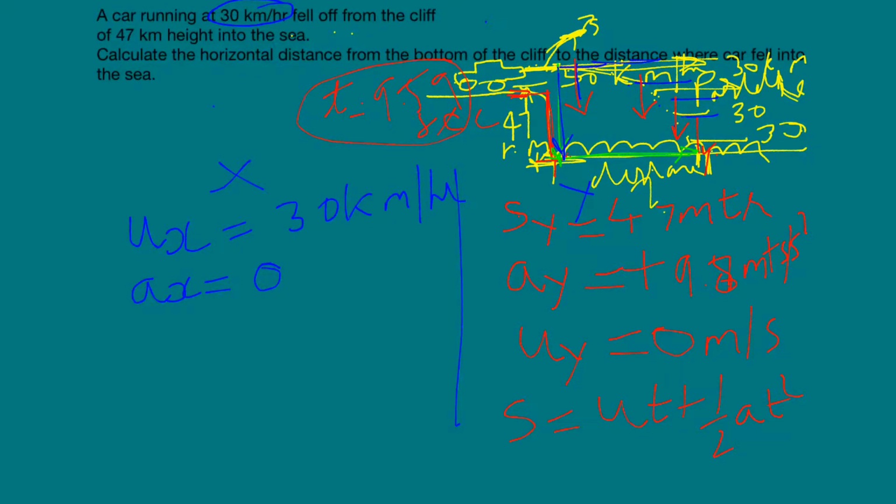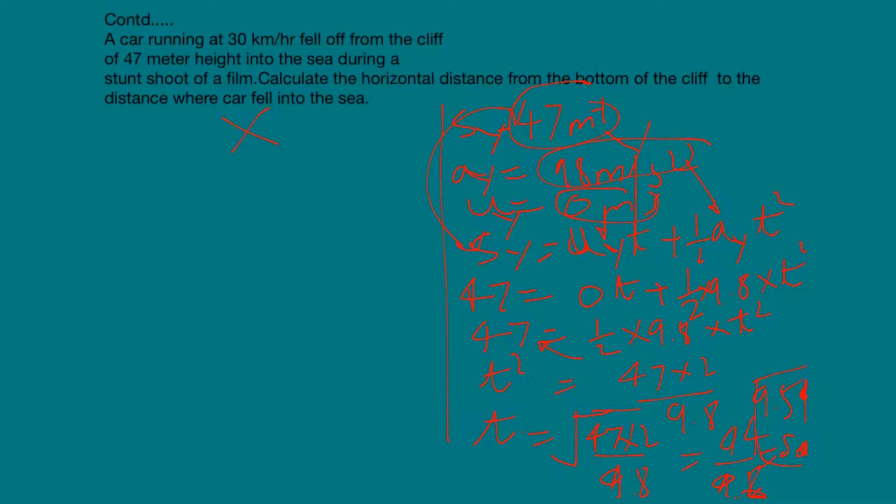So now we will put this time value here, what we got for y we can use for x also, because time is same, 9.59 seconds. Now we will apply that equation, s equals to ut plus half at square in x. So we will solve this. For x all these things we were knowing, so we will write ux equals to 30 kilometer per hour. So remember, it is 30 kilometer per hour.